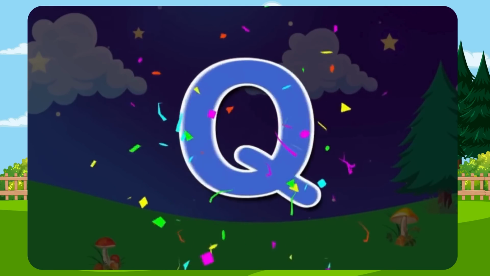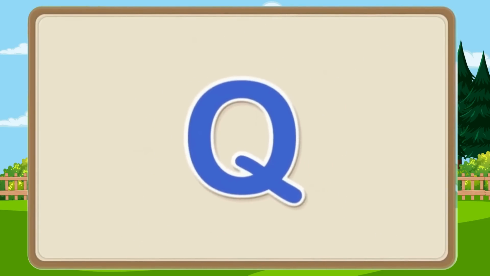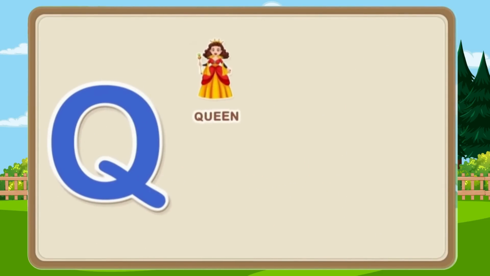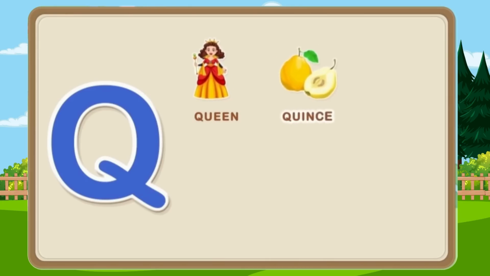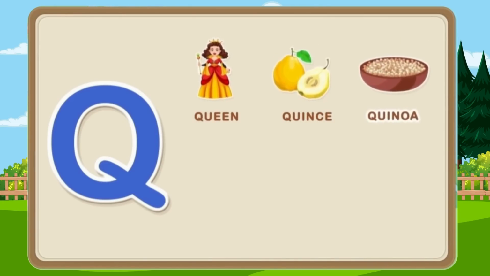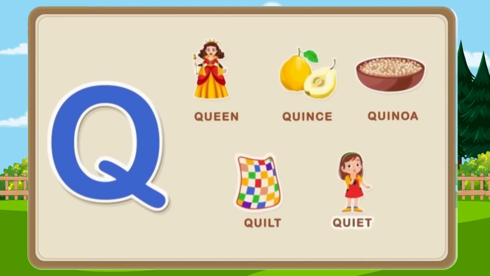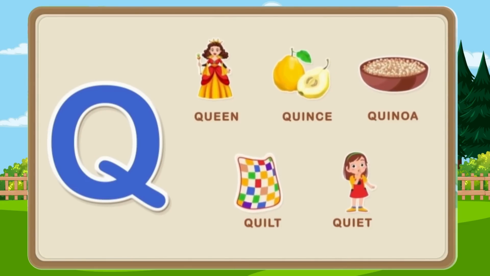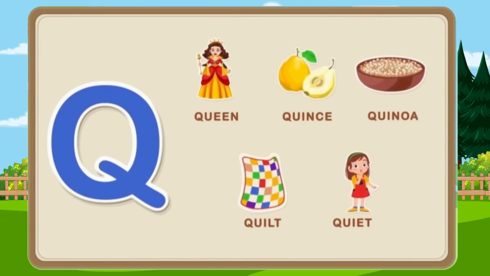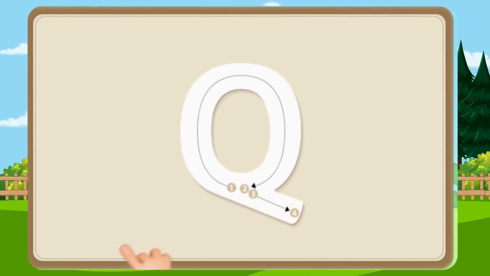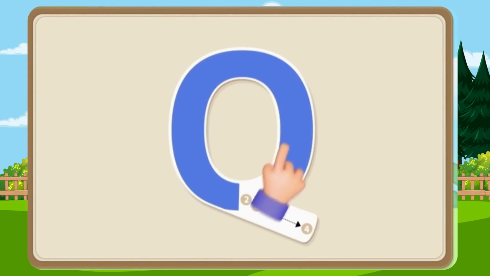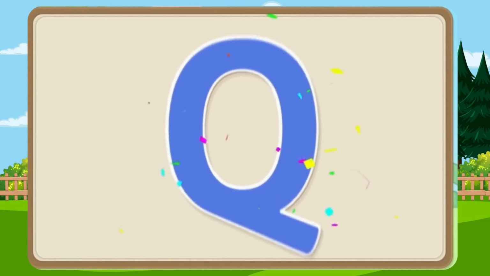Q. Q is for queen, quince, quinoa, quilt, quiet. Now, let's learn how to trace the letter. Perfect.